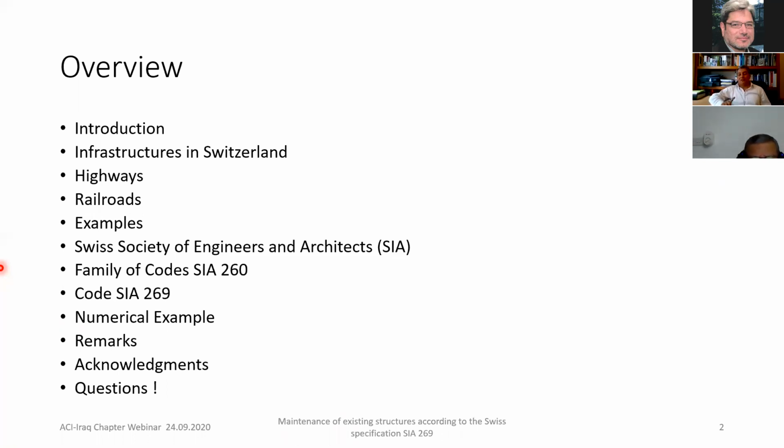I will also then enter the family of codes of SIA 269. I just want to beg your pardon that I will pronounce SIA in the French way, SCA, because it's much easier for me. So please excuse me for this. Then I have a small numerical example to show you the importance and the benefits of using this design code. Then some remarks, acknowledgements, and if you have questions, I'll be very happy to answer.